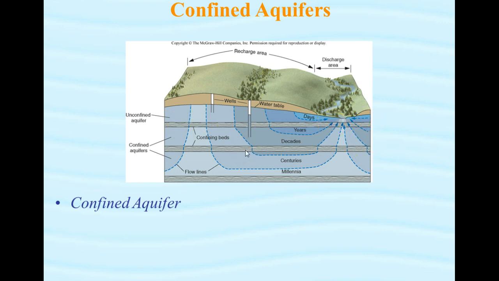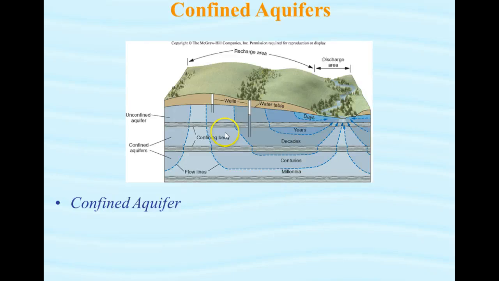Now, write in your notes that we can access the water in these confined aquifers by two different kinds of wells. One is water table wells, and the second one is an artesian well. So let's take a closer look at those two.